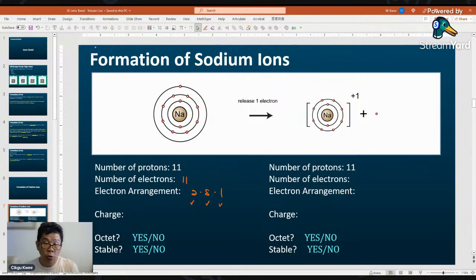Okay, so what's the charge? The charge is 0, because the number of protons is equal to the number of electrons.